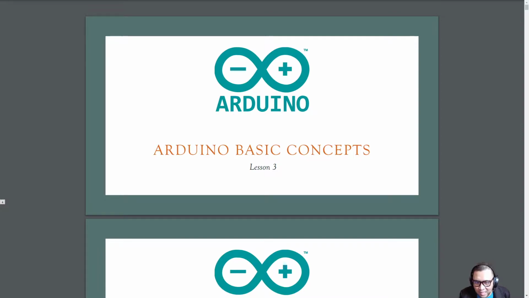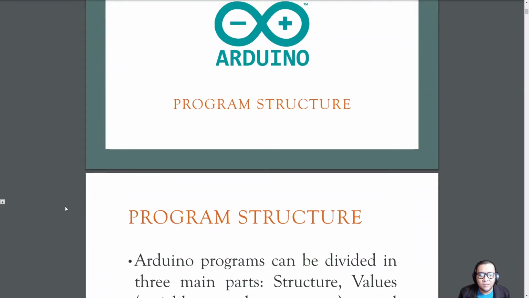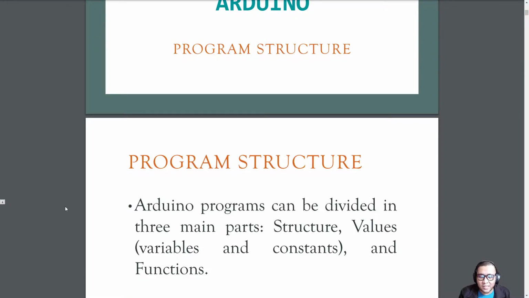Today we will be discussing the basic concepts of Arduino. It is regarding how we are going to create programs for the hardware, as well as learning basic programming concepts that we are going to use in order for us to formulate a program. So, to start off, the program structure of Arduino comprises three main parts, which are the structure, the values, and the functions.